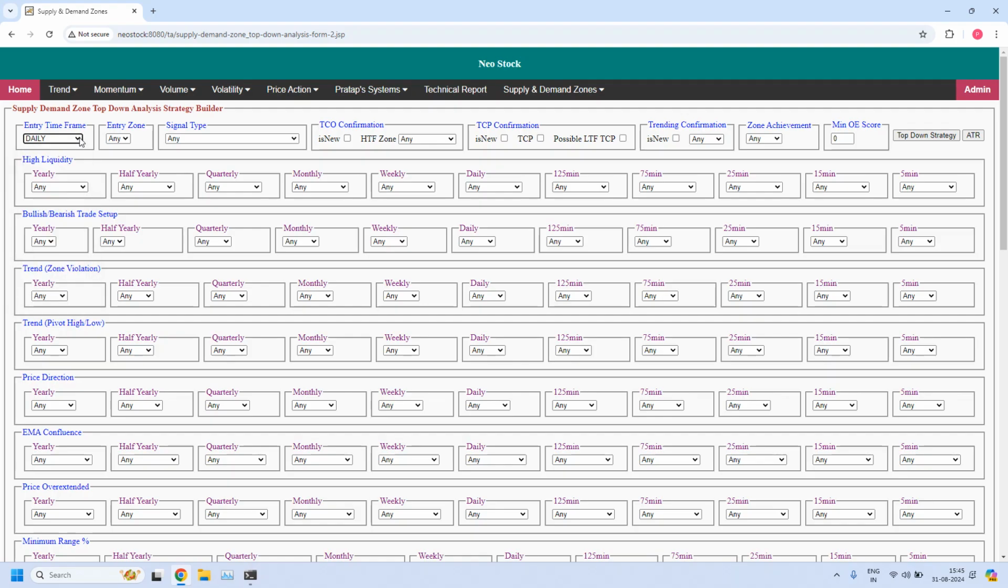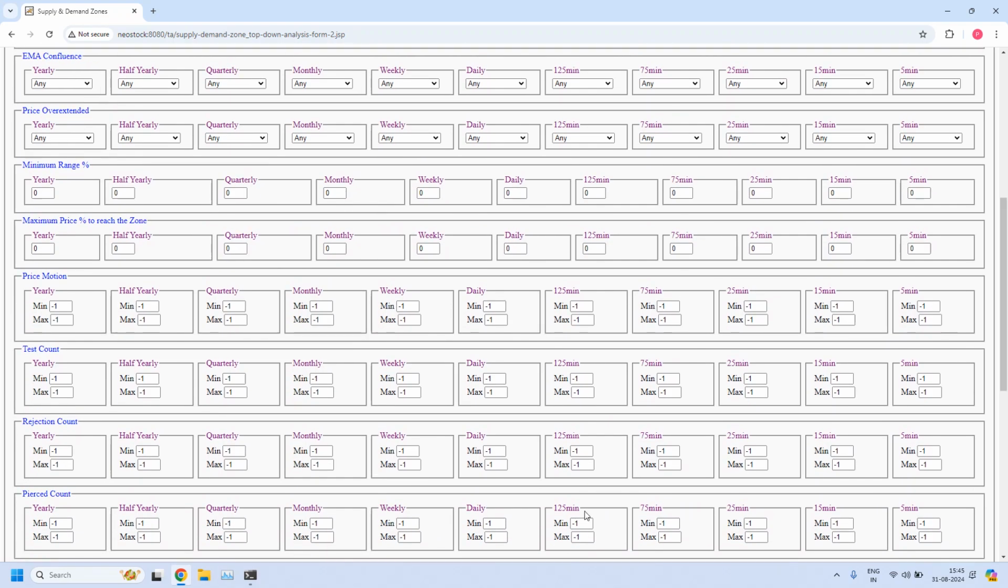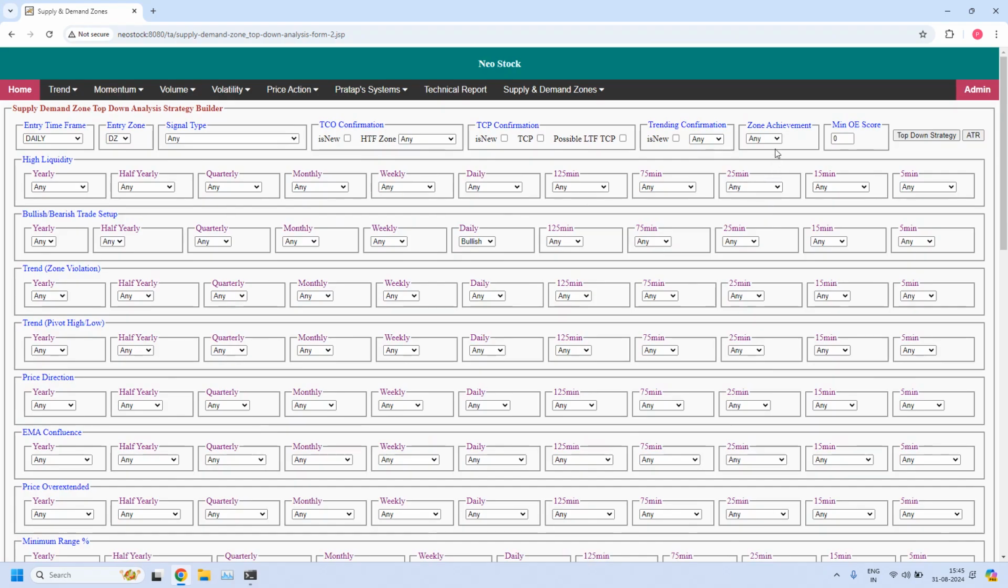So entry time frame is daily and entry zone is demand zone for bullish trade setup, and also in bullish or bearish trade setup parameter in daily time frame I am selecting bullish, and daily demand zone should not be pierced. So in the pierced count in daily time frame, minimum value I am setting 0, maximum value I am setting 0. Next filter, zone achievement should be violated opposing zone, and next filter, minimum odd enhancer score should be 12. All the three filters are applied to daily demand zone.